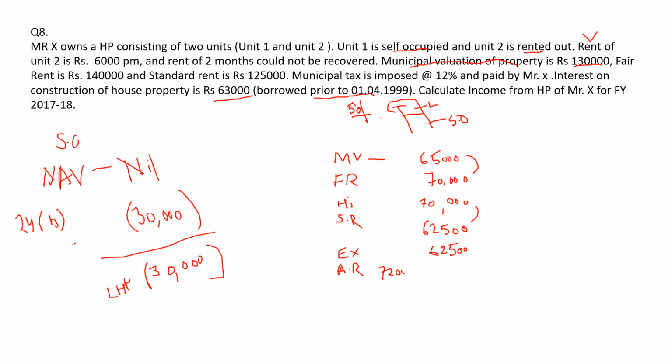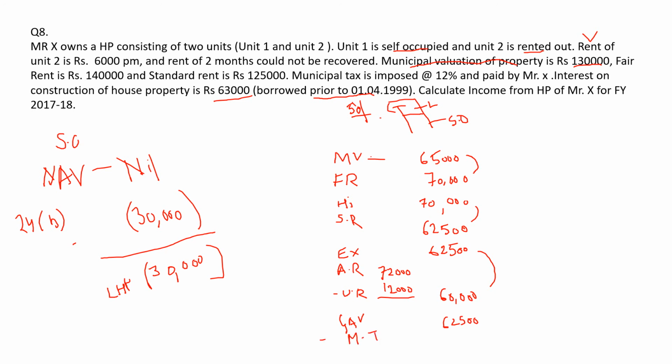And we also know that the rent for 2 months has not been received. So unrealized rent will be deducted from this actual rent. It comes out to be 6,000 into 2, that is 12,000. Deducting 12,000, we get actual rent of 60,000. We will take the higher of this expected rent and actual rent as the gross annual value. Gross annual value comes out to be 62,500. And from the 62,500, we will have to deduct the municipal tax to find out the NAV.